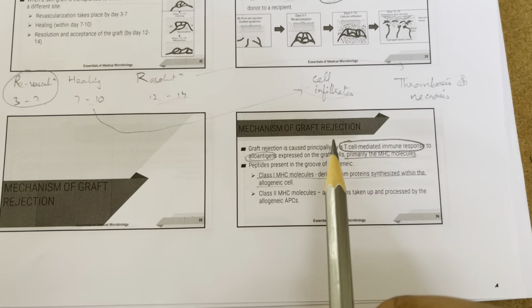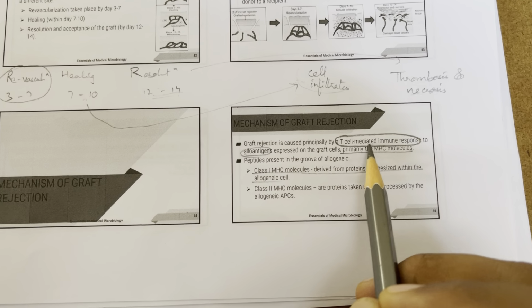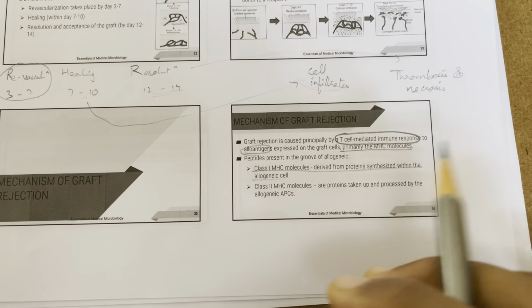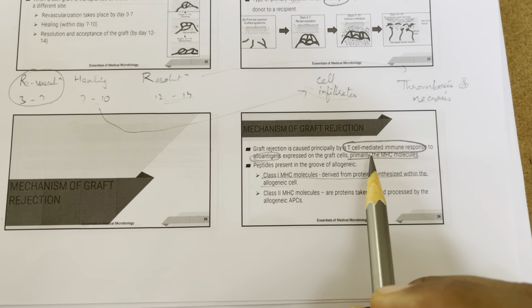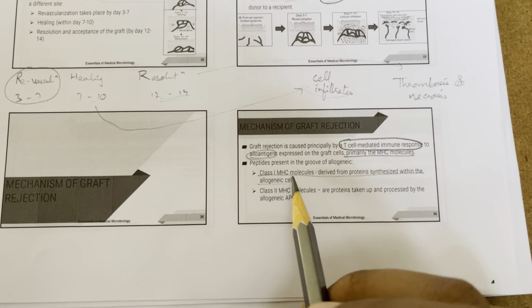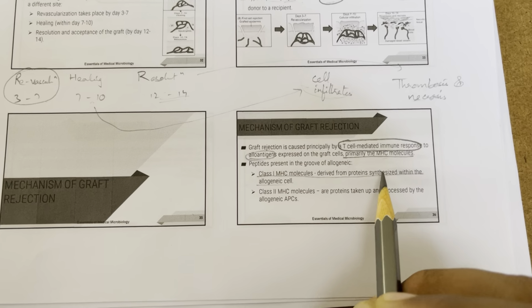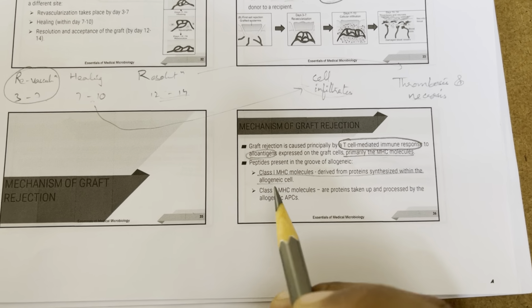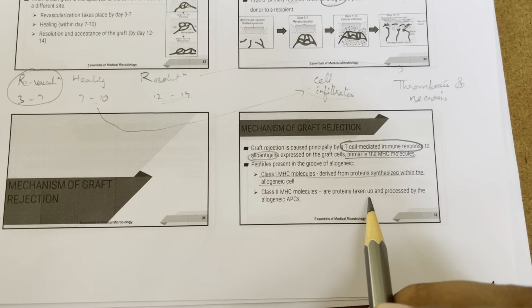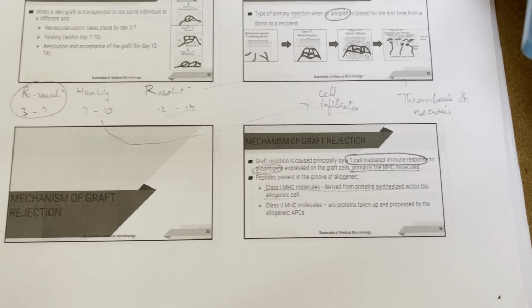Next, moving on to the mechanism of graft rejection. It is caused principally by a T cell mediated response to alloantigens expressed on the graft cells, primarily MHC molecules. The class 1 MHC molecules are derived from protein synthesis within the allogeneic cell, and class 2 MHC molecules are proteins taken up and processed by the allogeneic APCs.